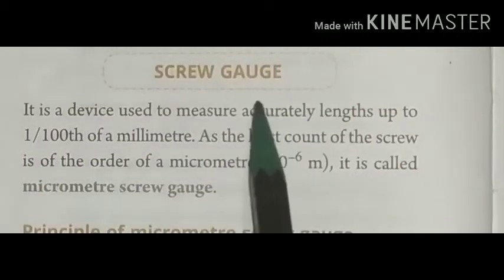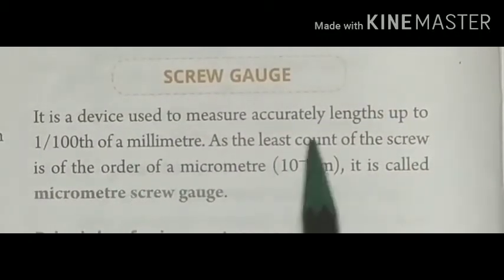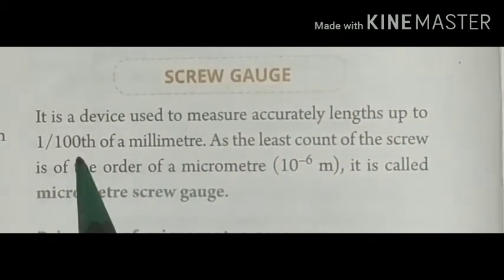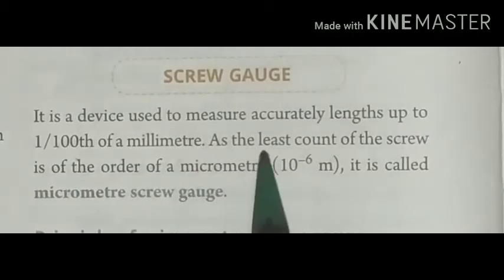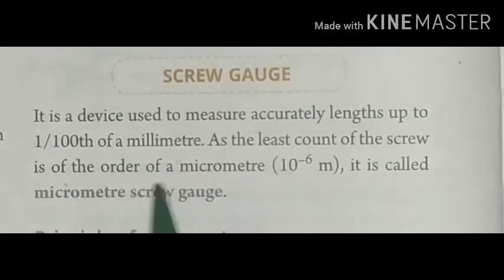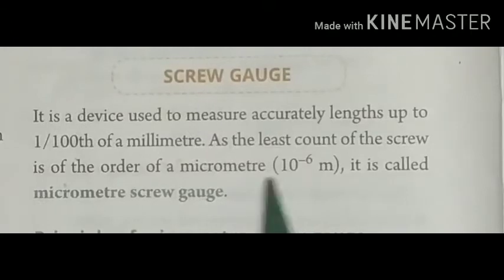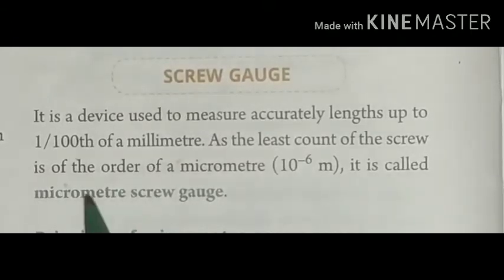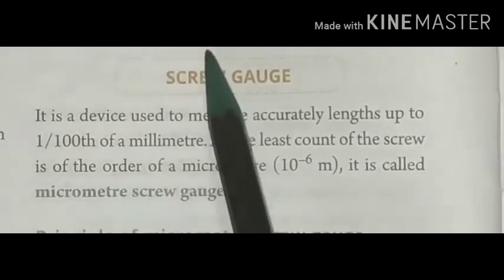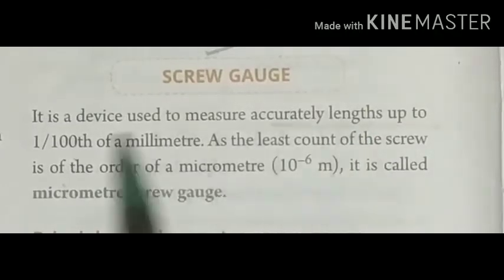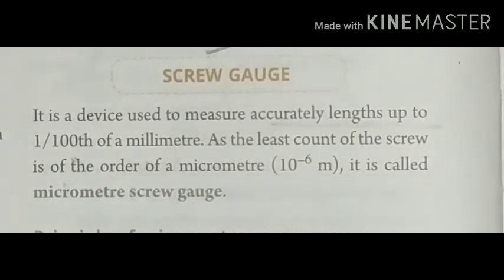We are talking about the screw gauge. It is a device used to measure length accurately up to 1/100 of a millimeter. The least count of a screw gauge is of the order of a micrometer, 10⁻⁶ meter, which is why it is known as a micrometer screw gauge. So it is a device to measure length accurately up to 1/100 of a millimeter.